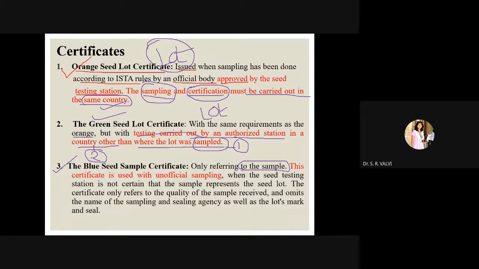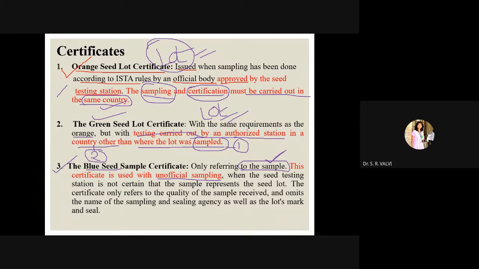But in the case of blue seed, what are you going to do? You are going to issue the certificate of only the sample. Sample is nothing but a small or little amount of seeds. So orange and green are related to the lots, please do remember, and the blue seed certificate is related to a little sample. So this certificate is used with unofficial sampling.